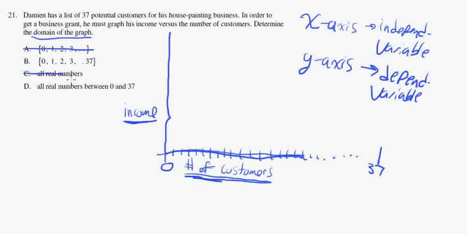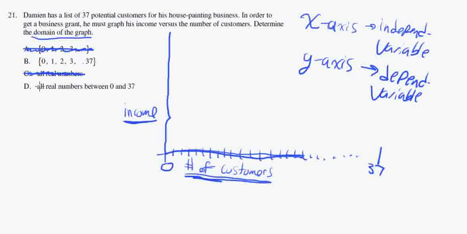It can't be C, because C says all real numbers. Okay, the most number of customers we can get is 37. So it can't be A or C, because they go on forever. It could be B or it could be D. Now you have to decide which one of these is the better answer.